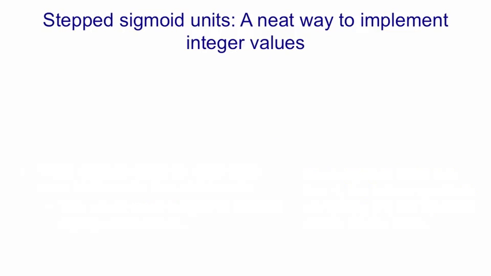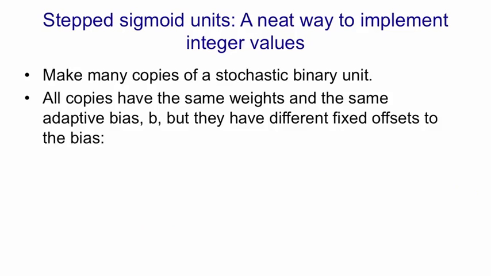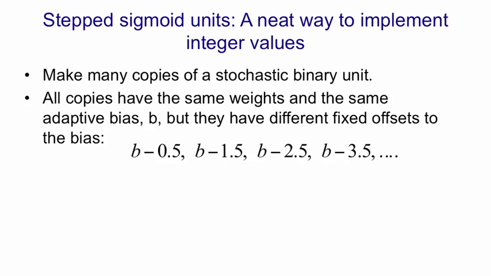I'm going to introduce stepped sigmoid units. The idea is we make many copies of each stochastic binary hidden unit. All the copies have the same weights and the same learned bias, B, but in addition to that adaptive bias B, they have a fixed offset to the bias. The first unit has an offset of minus 0.5. The second unit has an offset of minus 1.5. The third one has an offset of minus 2.5, and so on.